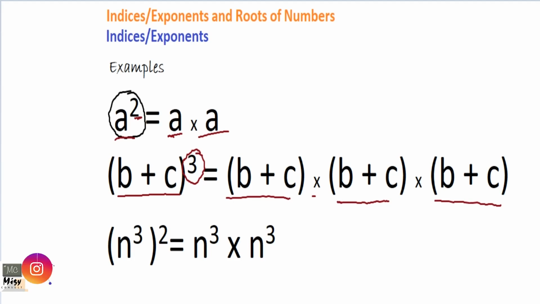The base is straightforward, it is the letter or number. The index tells us the form in which the base is to be multiplied. The original form is multiplied by itself that number of times the index says. In fact, the index is the power, and you multiply that number of times.